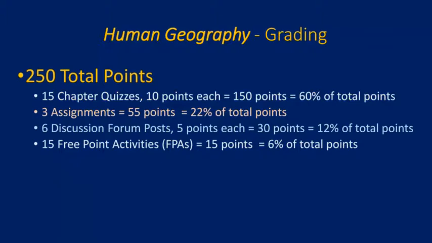Then we have 6 discussion forum posts. Those are each 5 points each. And so 6 times 5 equals 30 points, and that's 12% of the total points. Finally, there's 15 free point activities. Each of those free point activities are worth 1 point. I'll also be referring to these as FPAs, and so that relates to 6% of the total points for the course.